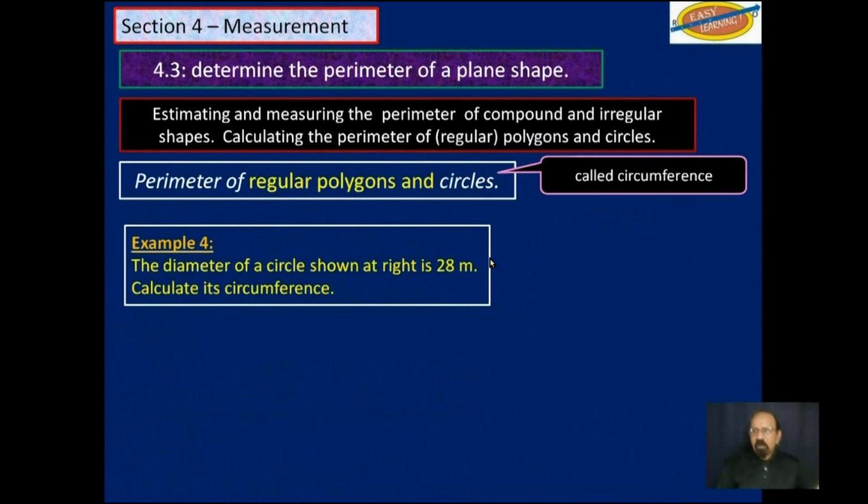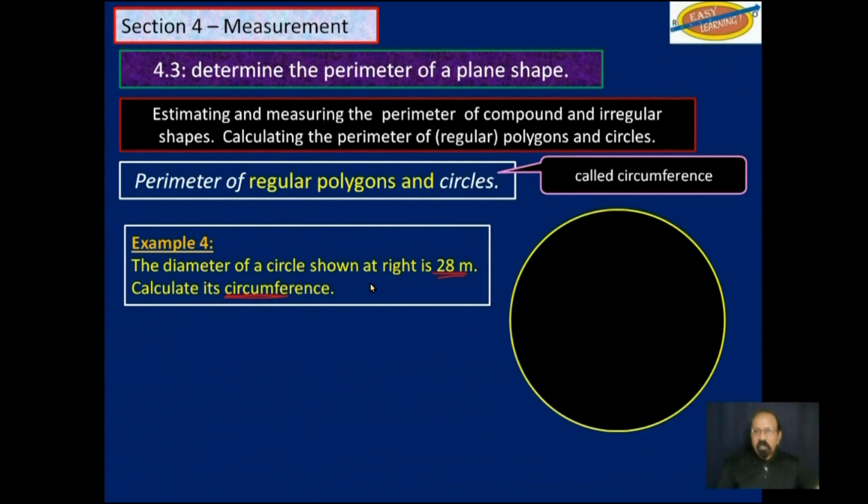Now the diameter of a circle shown at right is 28 meters. Calculate its circumference. So this is the circle. This is the diameter from over here to over there. The diameter is 28 meters. So if the diameter is 28 meters, then the radius will be half of that, which is 14 meters.